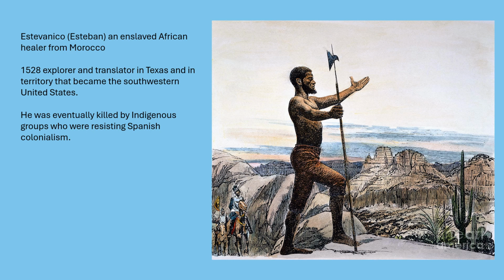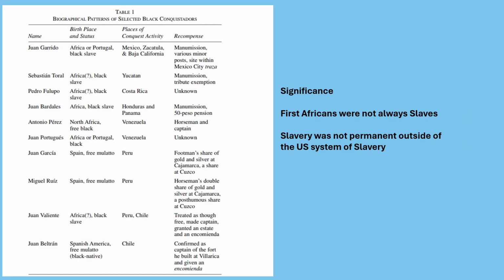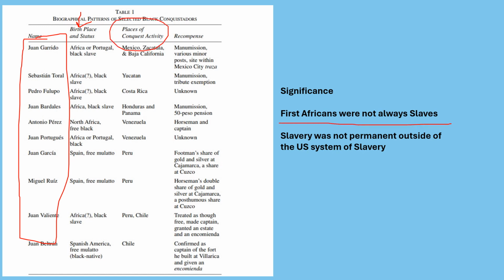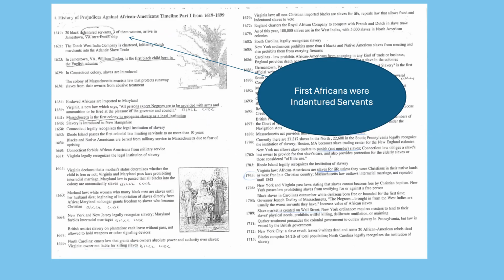As far as this individual, we see the area that he's traveling to, and then it says that he was eventually killed while resisting Spanish colonialism. He's not resisting it. It's the indigenous population that he's fighting against. And on this chart, you see some of those names, not all are included in this slideshow, where they were born, their conquest activity, and again, the significance is that the first Africans were not always slaves.